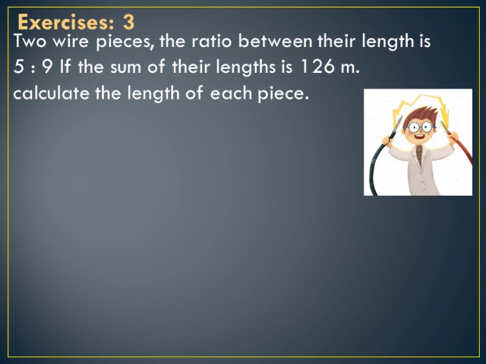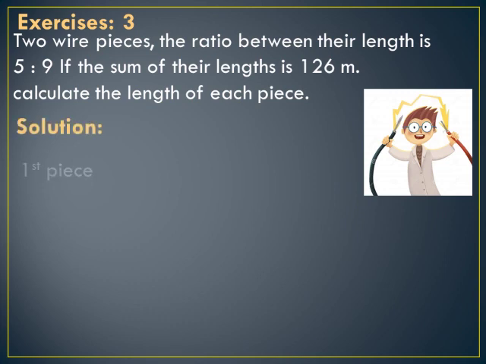Okay, primary? Two wire pieces, the ratio between their lengths is 5 to 9. If the sum of their lengths is 126 meters, calculate the length of each piece. I have the ratio and the sum. We have here the word sum.